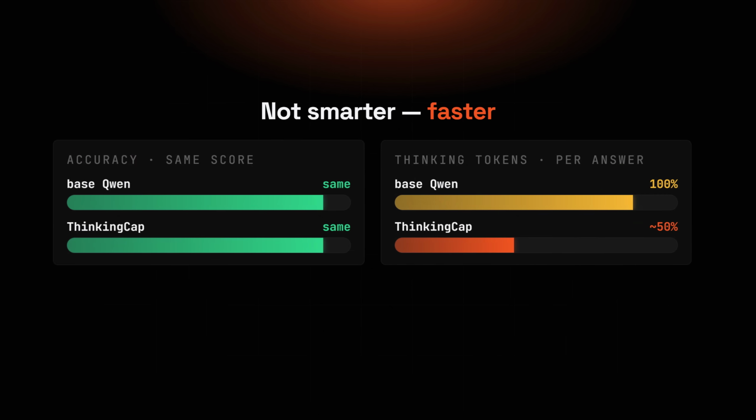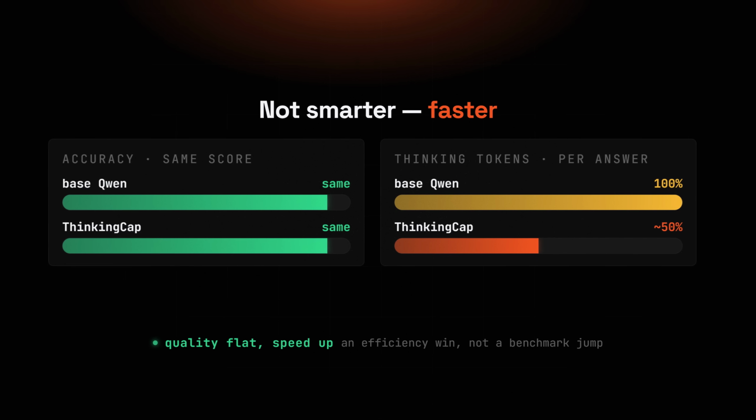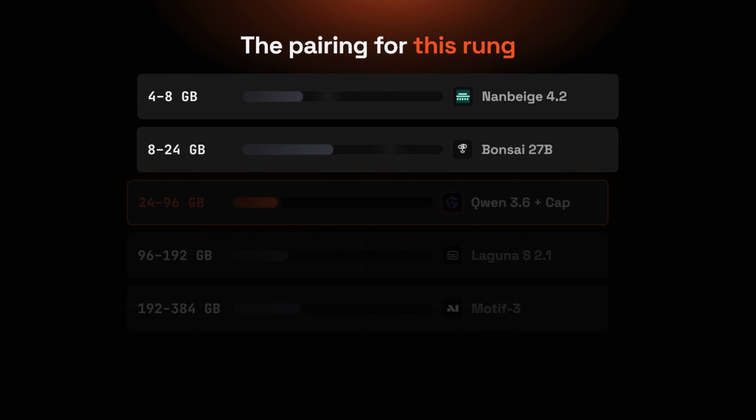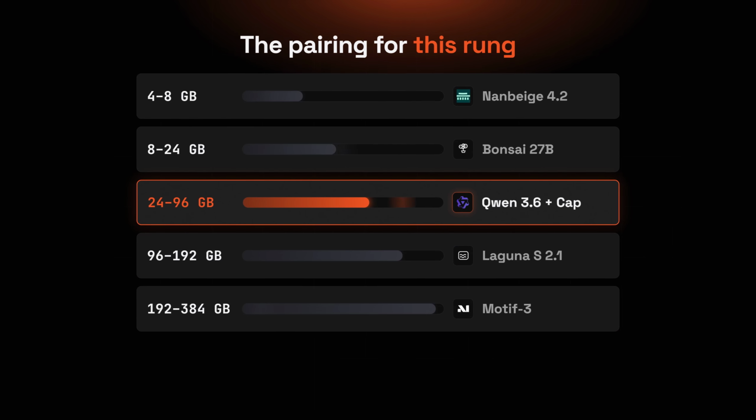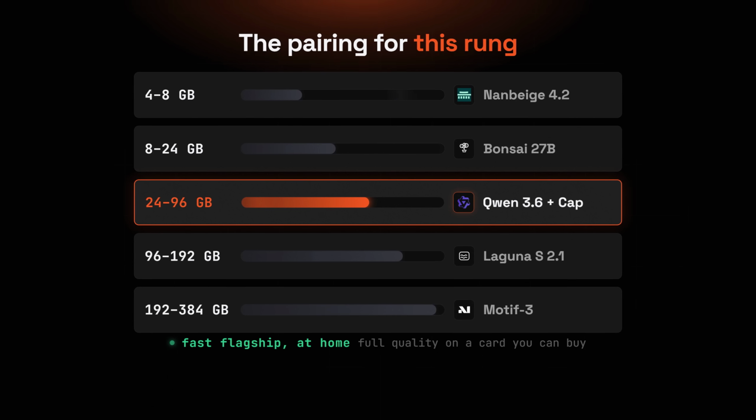I want to be precise here because the internet garbled this one. The model is no smarter. It reaches the same score with far less rambling, which, when you are the one waiting on it, is the upgrade you actually feel. So on this rung, the move is a pair: run Qwen 3.6 at full quality, drop the ThinkingCap finetune on top, and you get flagship coding that answers in roughly half the time.